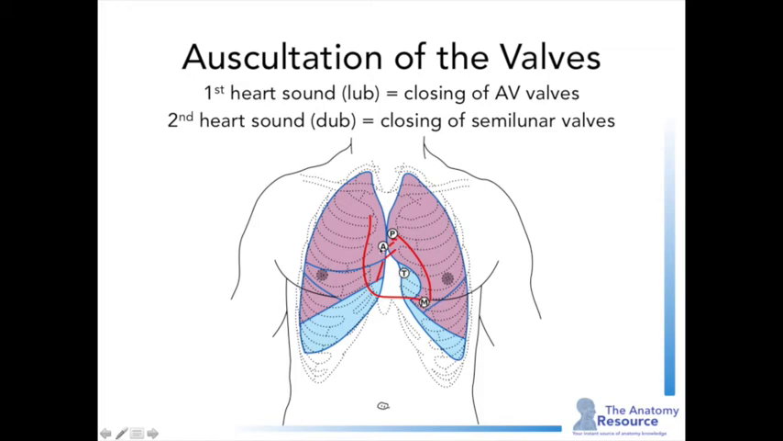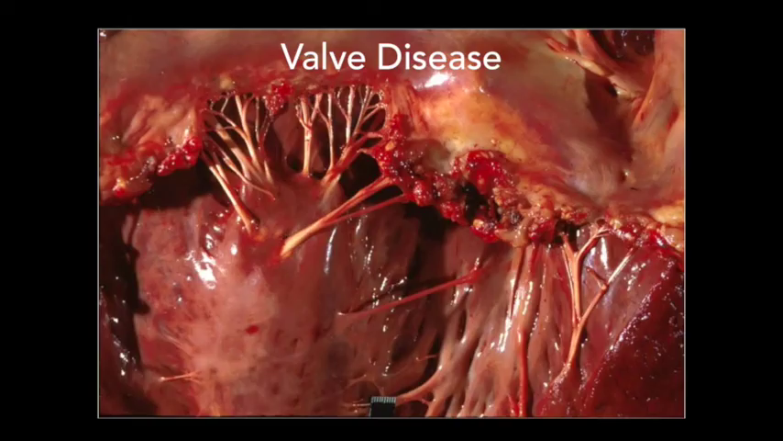So these positions we'll go through a little bit more later on in this series, but these are essentially the introduction to cardiac auscultation. First heart sound, closing of the AV valves. Second heart sound, the closing of the semilunar valves.